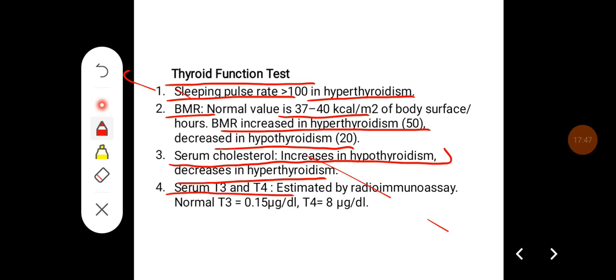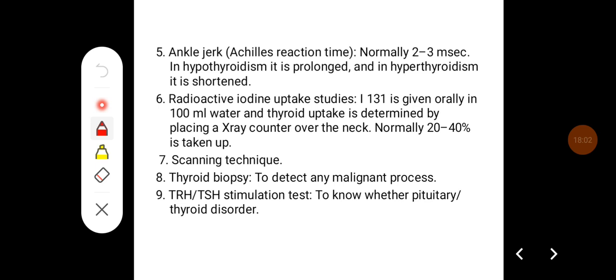Serum T3 and T4 estimated by radioimmunoassay: the levels are normally T3 0.15 micrograms per deciliter and T4 8 micrograms per deciliter. Ankle jerk, that is Achilles reflex time, is normally 2 to 3 milliseconds. In hypothyroidism it is prolonged and in hyperthyroidism it is shortened.